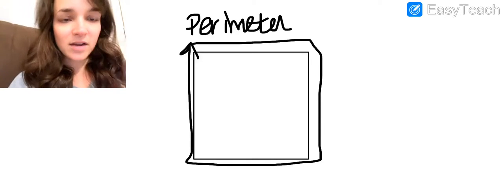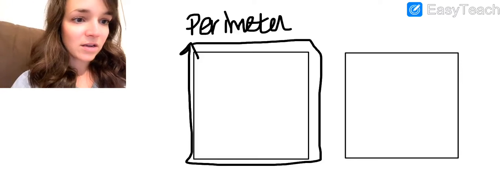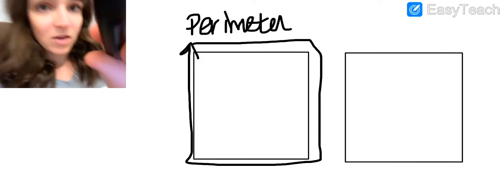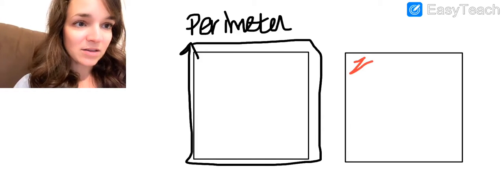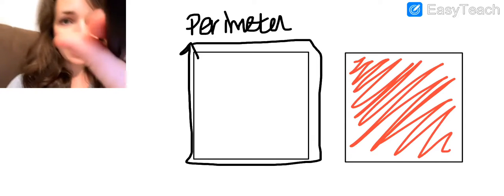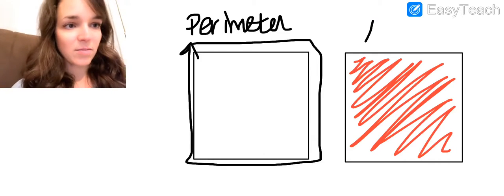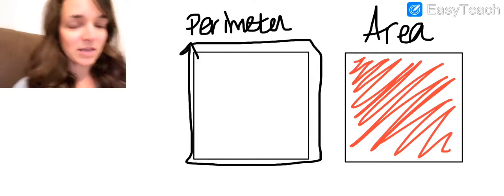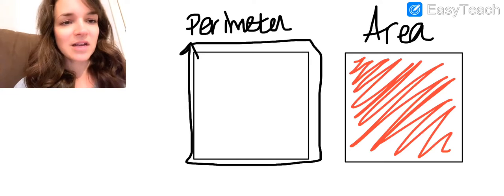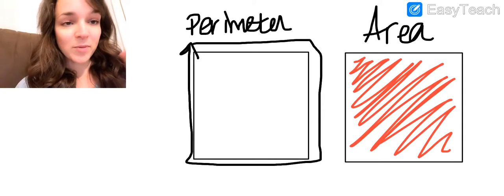Then if I've got another figure and I want to find the area, remember that is the space on the inside. So area is talking about how much space it takes up on the inside. We reviewed that last time or the time before too. So anyway, just a little recap on perimeter and area.